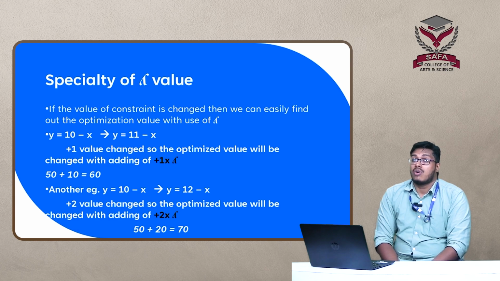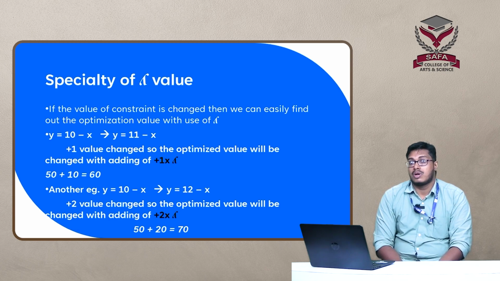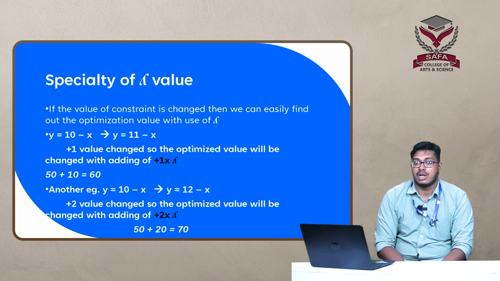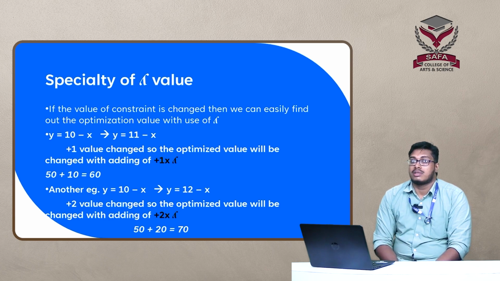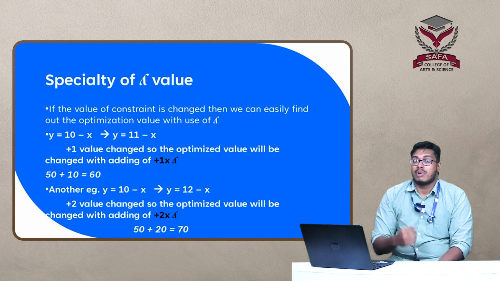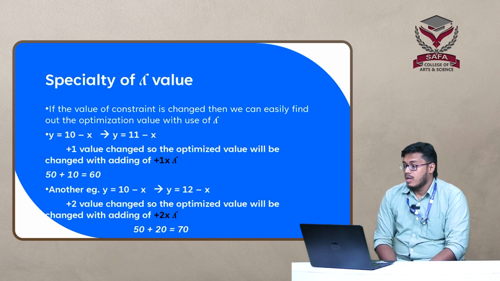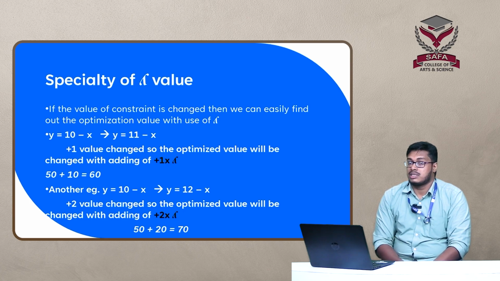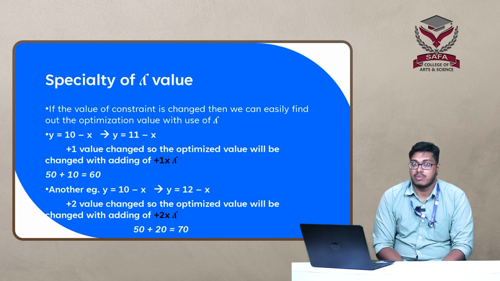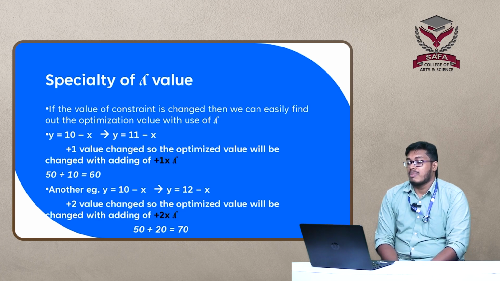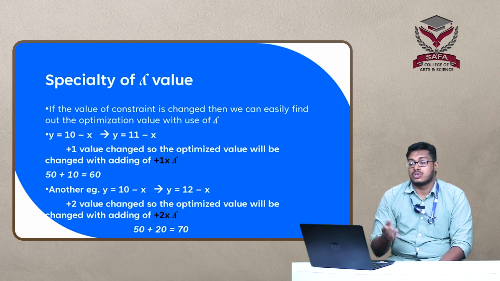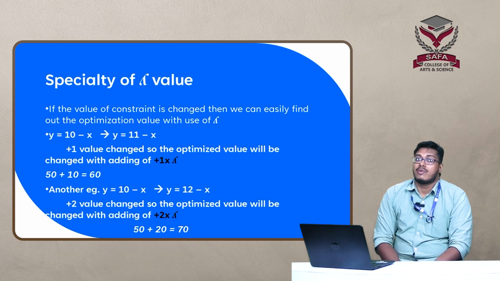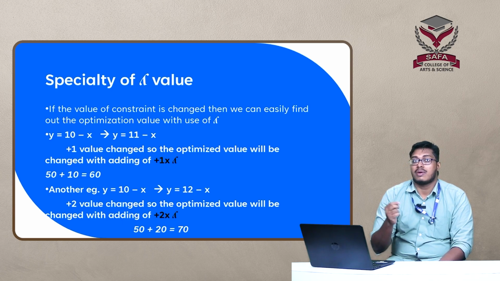Then the speciality of the lambda value. We want to know the speciality of the lambda value. When our constraint value changes, then we can find the optimized value easily. It is because of the lambda value speciality. Our initial constraint is y equal to 10 minus x. It will change to y equal to 11 minus x. 10 changed to 11.